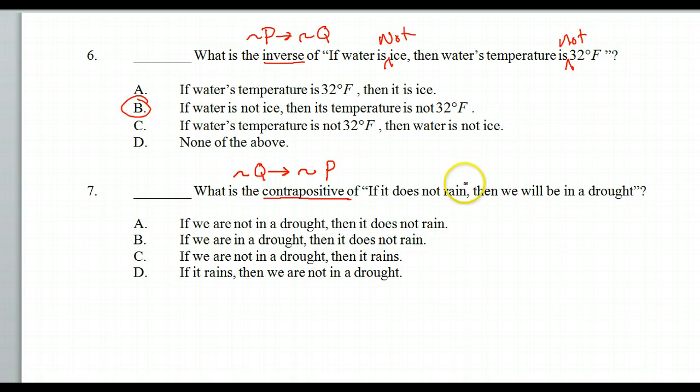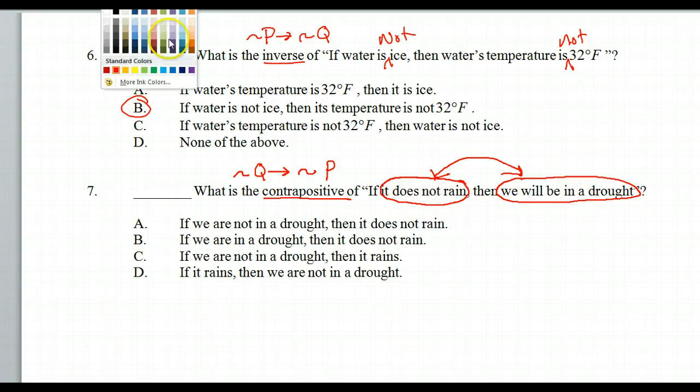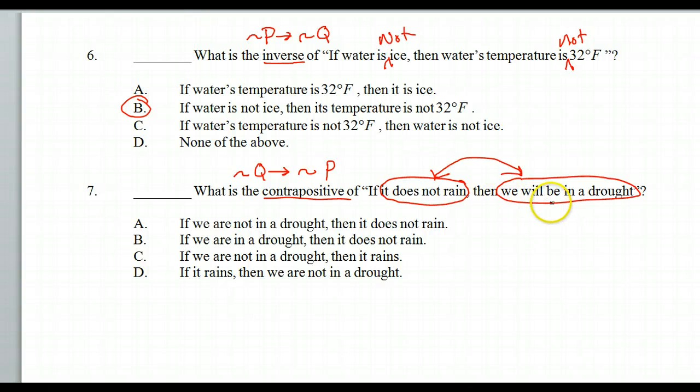Okay, so if it does not rain, okay, that's my P. Then we will be in a drought. That's my Q. So we have to reverse these and negate them. So if we reverse these, we will be in a drought will come first, and it does not rain will come second. Alright, so focus on the we will be in a drought part. That will be over here. But since we're going to negate it, it's going to be like we will not be in a drought.